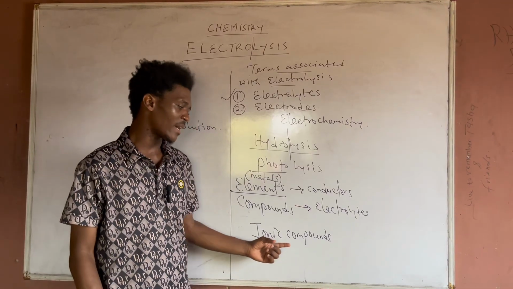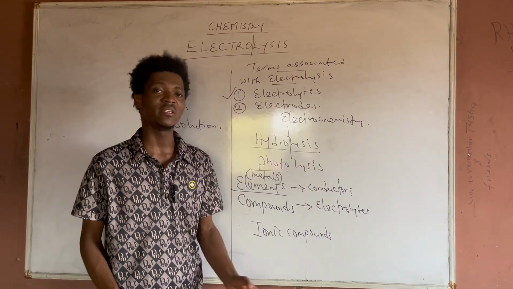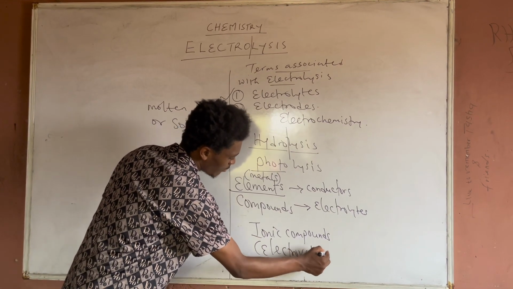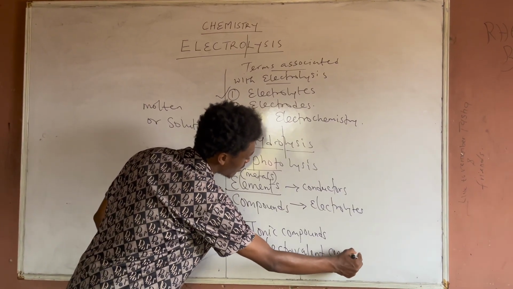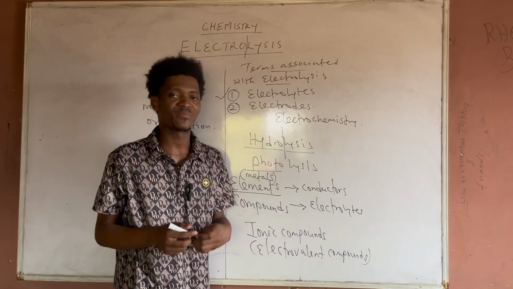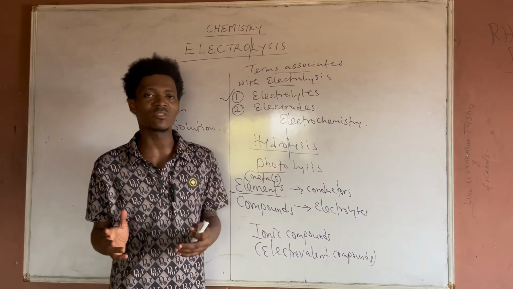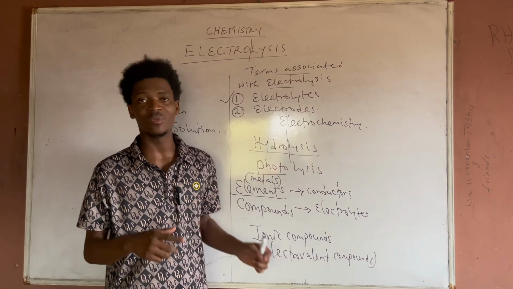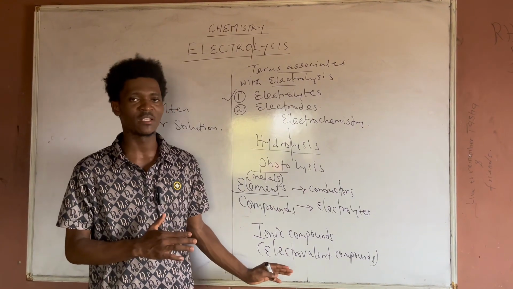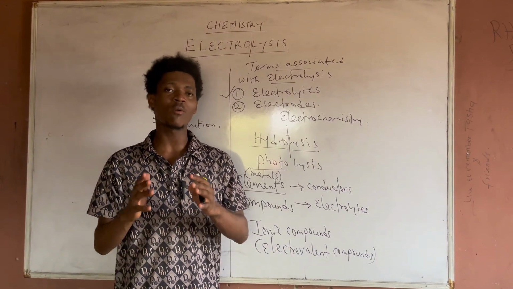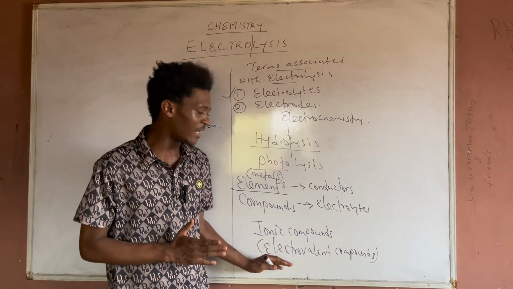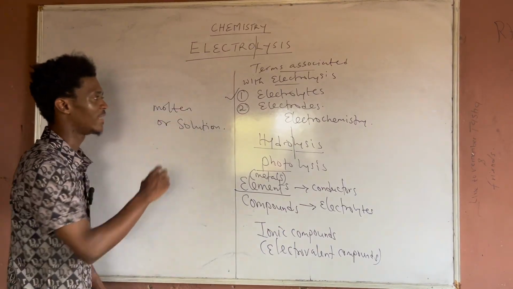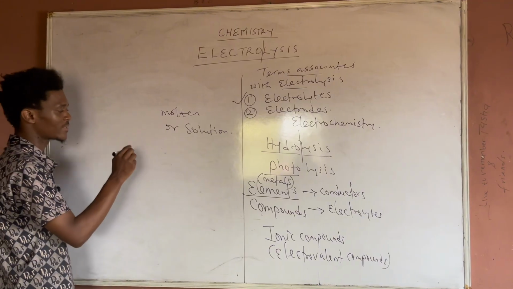You understand? Now, looking at ionic compounds, another name for ionic compounds is electrovalent compounds. Why are they called electrovalent compounds? It's because they possess electrovalent bond. In your chemistry lesson on chemical combination or chemical bonding, you must have been taught that we have different types of bonds, of which one of them happens to be electrovalent bond. Another name for electrovalent bond is ionic bond. That's the reason why compounds that possess such bond are called electrovalent compounds, or you can call them ionic compounds.